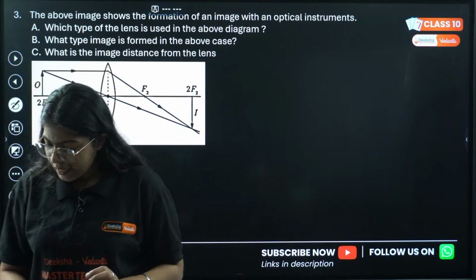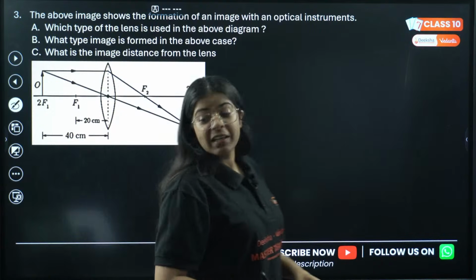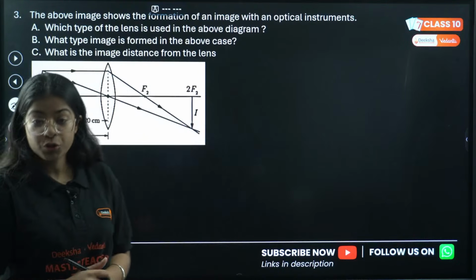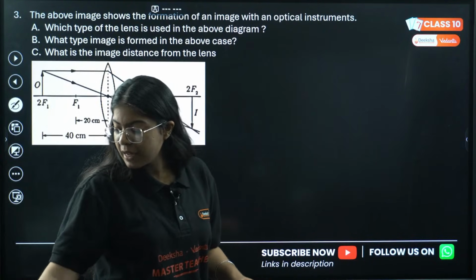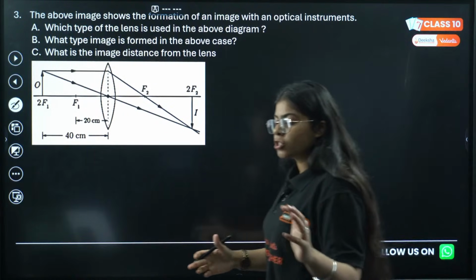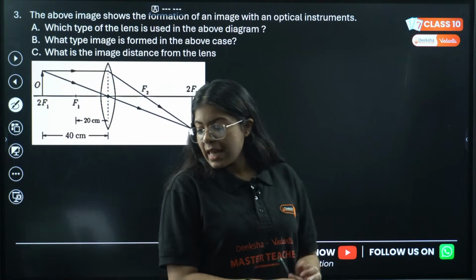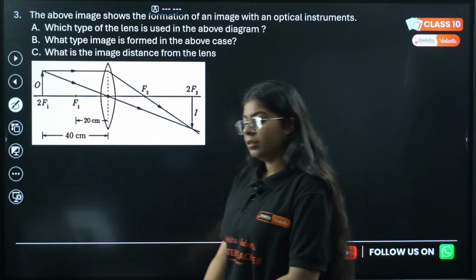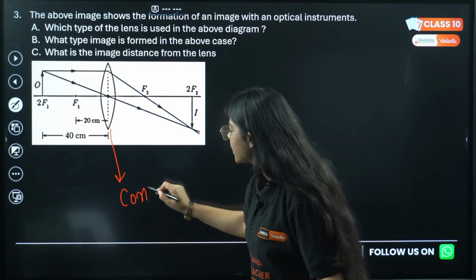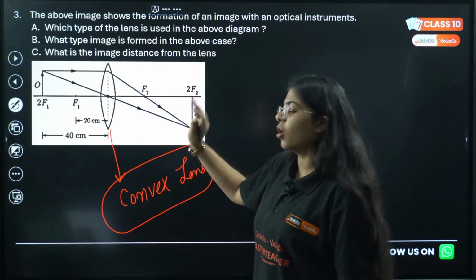Parth is saying A. A for what? Okay, for the previous answer. Yes, that's correct. Root 3 by root 2 was the correct answer. See this diagram carefully and let me know what lens is being used in this image. Convex, Trev is saying. Anyone else? Okay, so it is definitely okay. We won't take much time on this. This is a convex lens. We clearly know, just by looking at the lens, this is a convex lens.